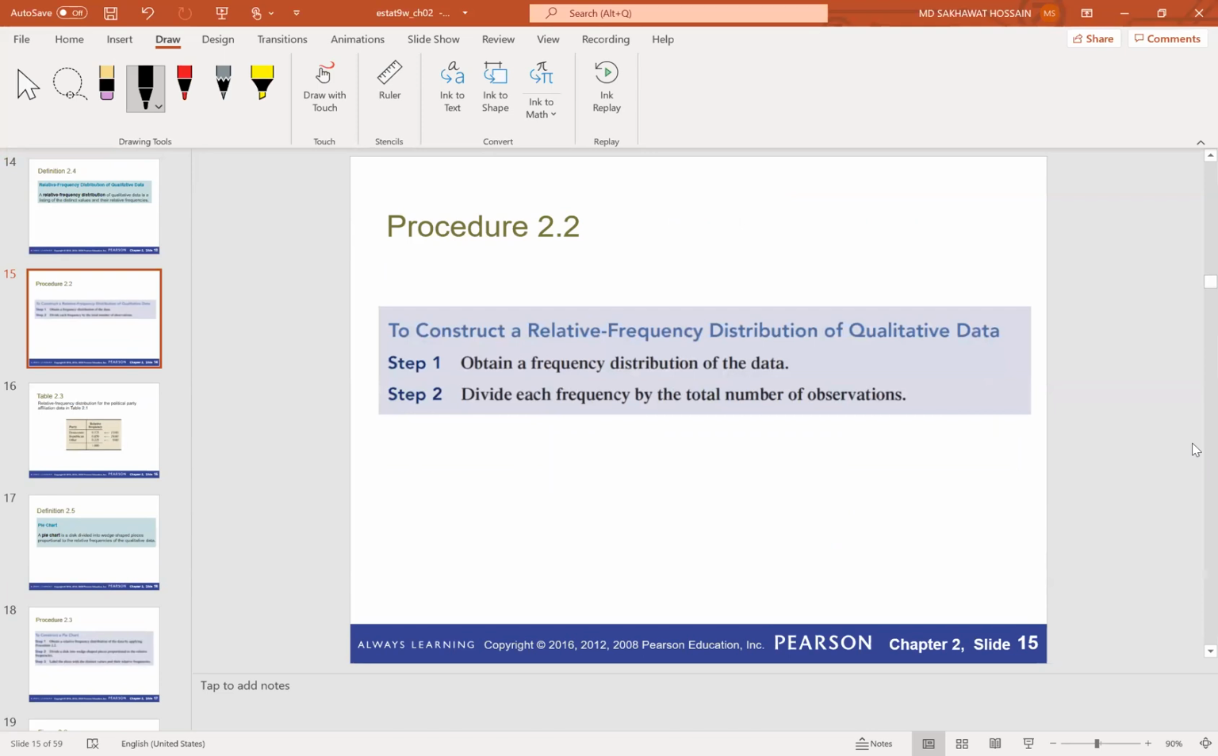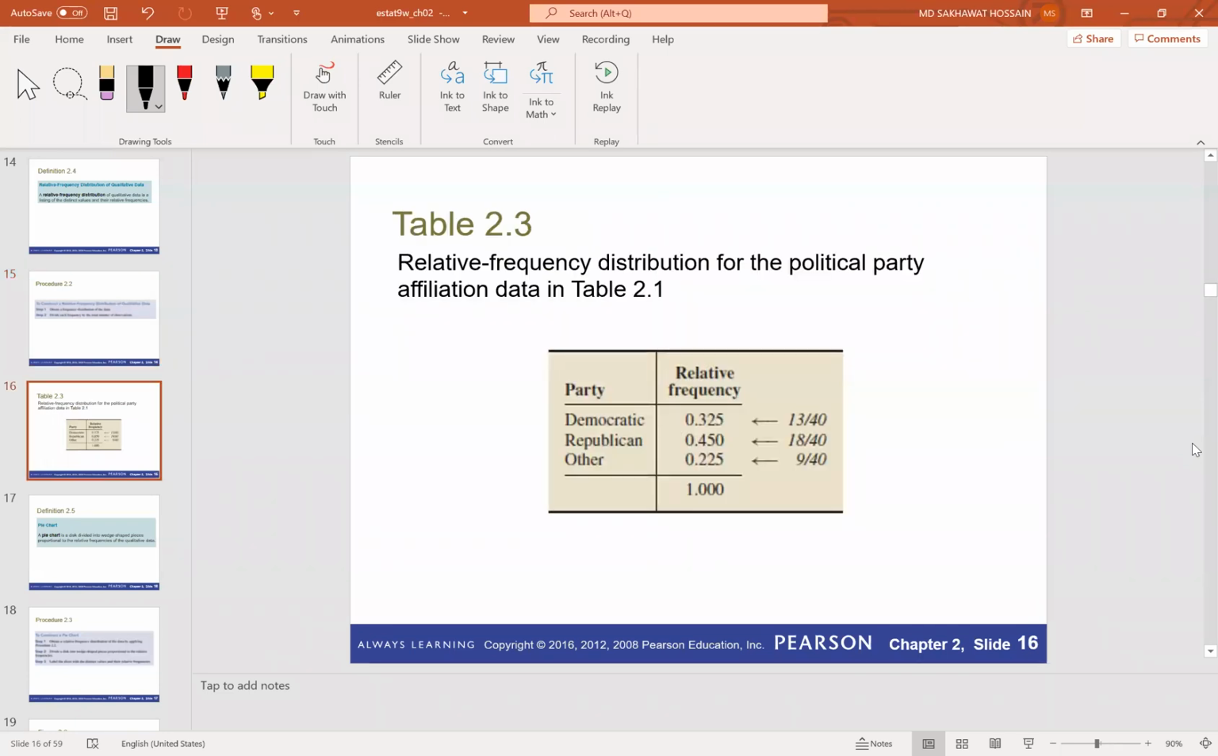Okay, so to construct a relative frequency distribution of qualitative data, first you need to construct the frequency distribution. We already have the frequency distribution of the previous example, right? So now divide each frequency by the total number of observations. We have the frequency distribution from the previous table, and now we'll divide each frequency by the total number of observations.